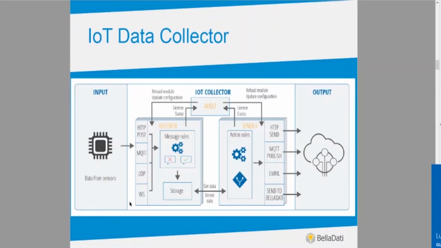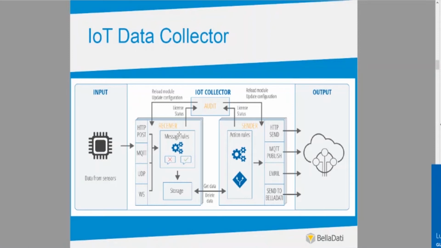So this is the illustration of how it works. On the left side we have the devices which are serving as an input to the collector, and we have a receiver here which is exposing the endpoints, which could be of type HTTP, MQTT, UDP, web services, or whatsoever. These messages are then processed by the message rules processor. These message rules can be defined according to the structure. These rules can be as well based on the values or maybe some IDs of the devices.